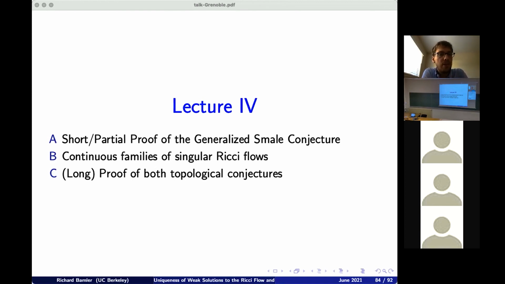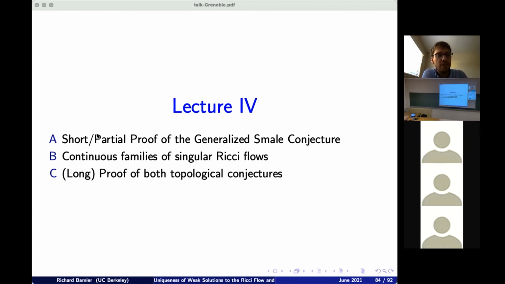What I want to do in lecture 4 is talk a bit more about the topological applications, especially of the uniqueness theorem, or more precisely the continuity of singularity flows. Remember, the topological applications were the generalized Smale conjecture, where we analyzed diffeomorphism groups, and this conjecture concerning the space of positive scalar curvature metrics.